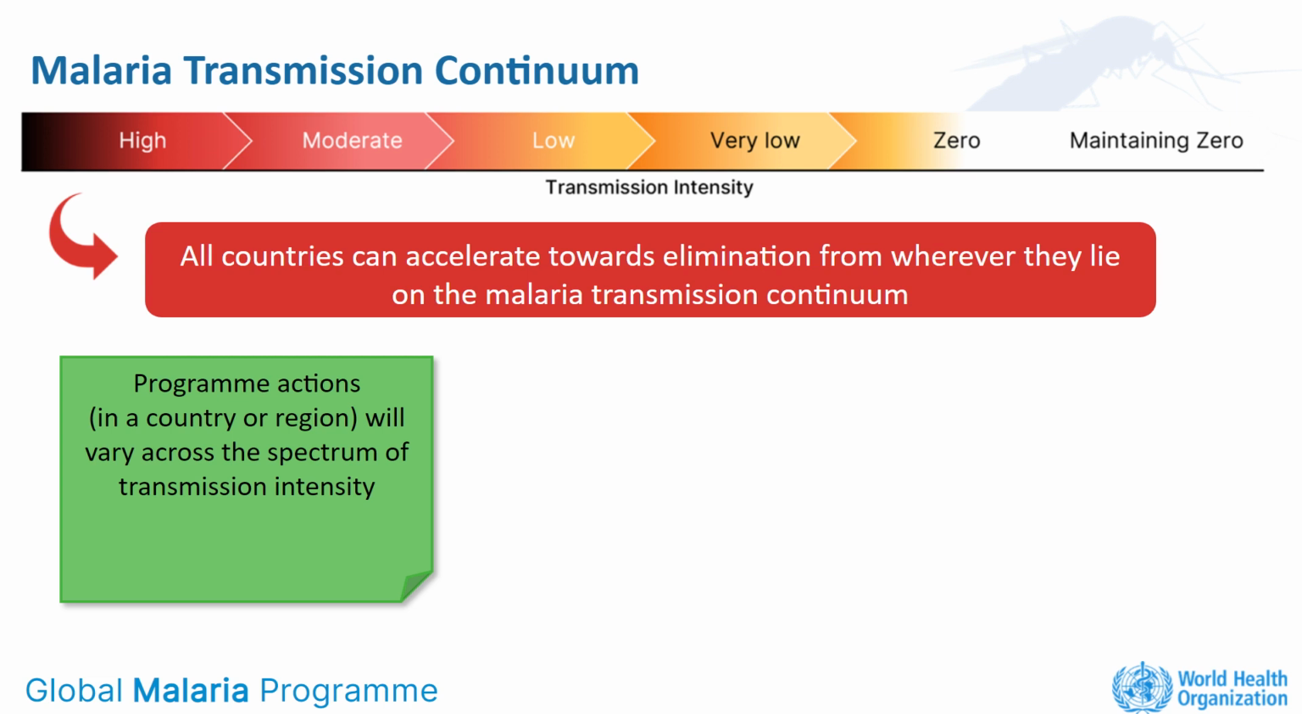a country or subnational region is located along the continuum, there are steps or actions that can be taken to move them down the continuum to a lower level of transmission. In other words, every country and region can accelerate progress towards elimination through evidence-based strategies, regardless of the current intensity of transmission and the malaria burden they may carry.